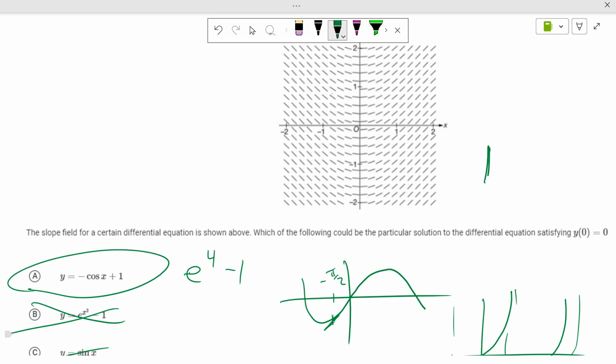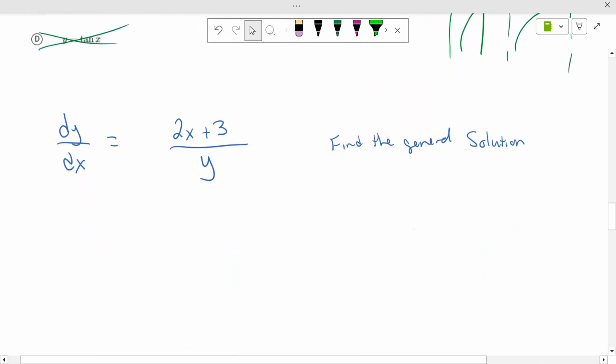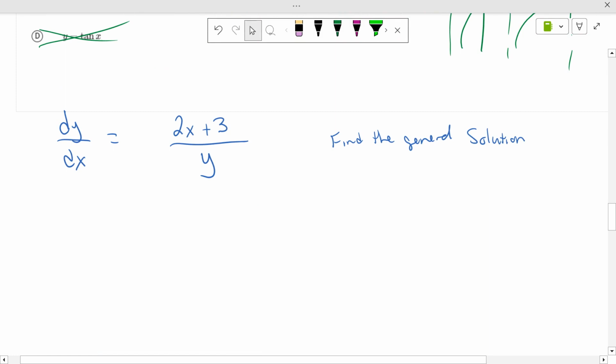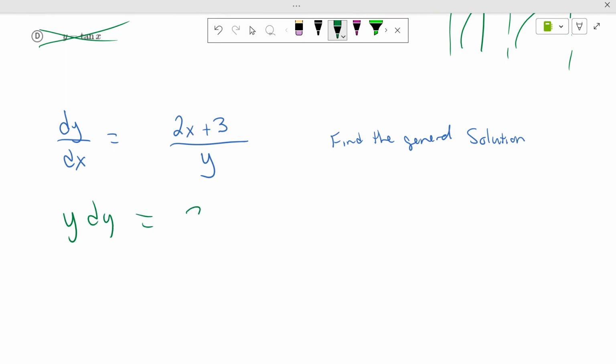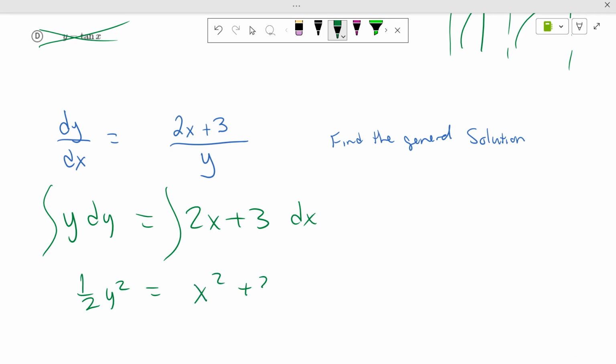Okay. So you really have to get into some of these a little bit to figure out which slope field is actually the right one. Okay, finding the general solution for this. What's my first step? Separation of variables. y dy equals 2x plus 3 dx. Okay, integrate. So if we integrate this, this is 1/2 y squared equals x squared plus 3x plus c. Correct? Guess what? We're not done.